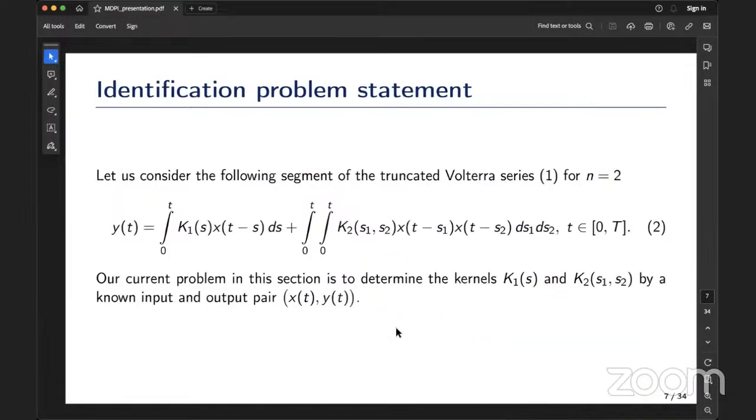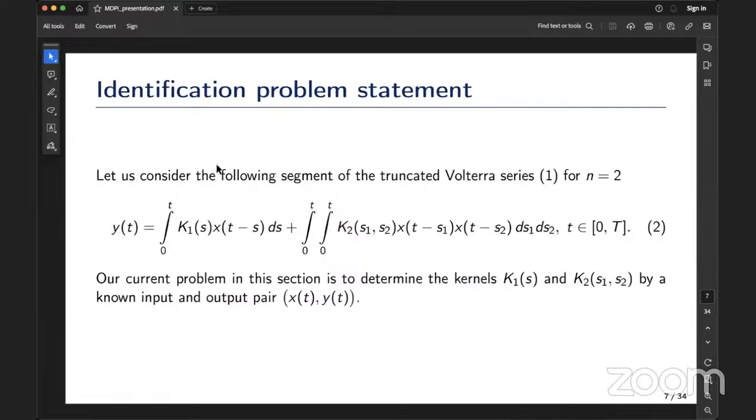All right, in our studies we will consider the following segment of the truncated Volterra series, basically the first two terms. And our problem in this report is basically to determine the transfer function, okay?